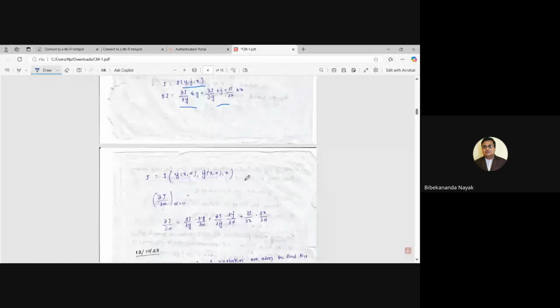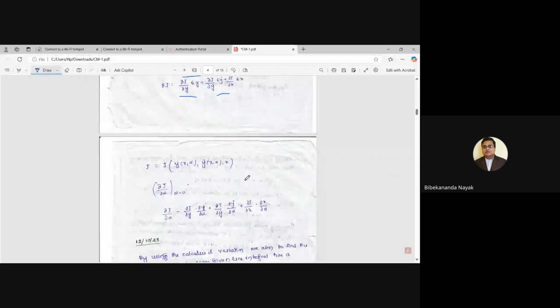J is your function. Now we calculate it, because your parameter is alpha. Alpha is varying for different paths. We have to calculate the variation of J with respect to alpha. So we can write del J by del alpha, which will be del J by del y into del y by del alpha, plus del J by del y dot into del y dot by del alpha, plus del J by del x into dx by del alpha. Is not it? Hello? Are you getting my point? Yes, sir.